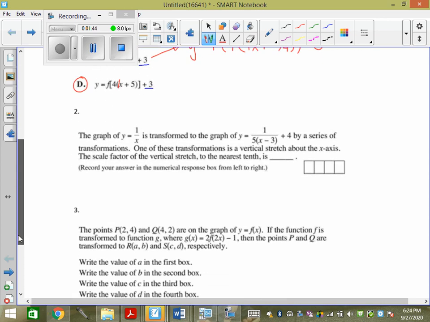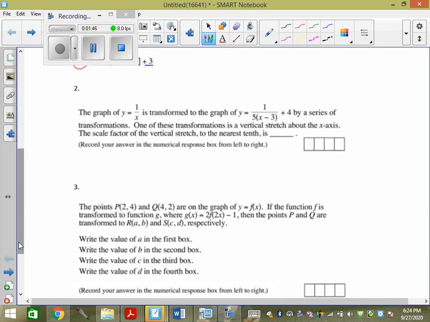Number 2, the graph of y equals 1 over x, so that's a parent function. It's one that hasn't been transformed. Remember, life is so much better when it's one that hasn't been transformed. So we have y equals 1 over x transformed to the graph of y equals 1 over 5 bracket x minus 3. So that's all affecting my x, so that's all going to be horizontal. And then plus 4 at the back is my vertical. So by a series of transformations, one of these transformations is a vertical stretch about the x-axis.